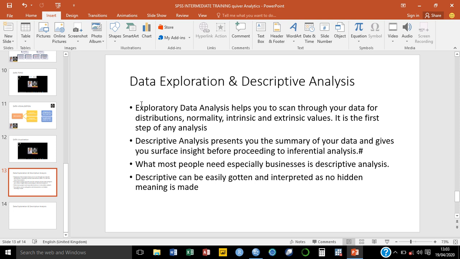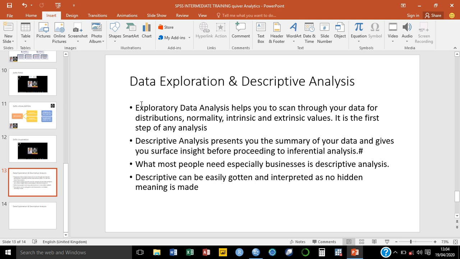So the second point is descriptive analysis presents you the summary of your data and gives you surface insights before proceeding to inferential analysis. So you get to see your mean, median, all those measures of central tendency, the characteristics of your data. That's what descriptive analysis gives to you.